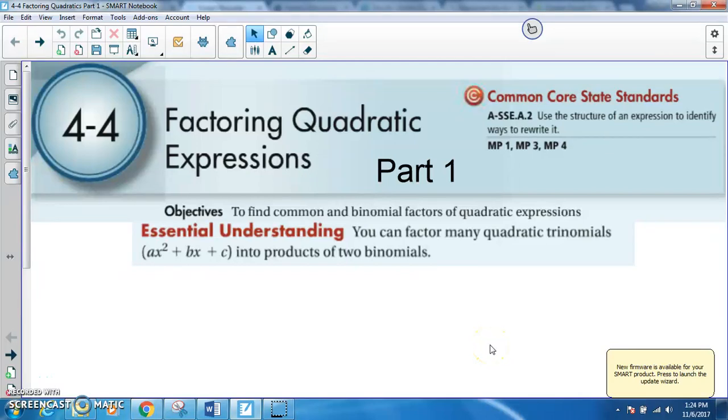Hey guys, today we're going to do 4 factoring quadratic expressions, part 1. The objective will be to find common and binomial factors of quadratic expressions. And you can factor many quadratic trinomials, ax squared plus bx plus c, into products of 2 binomials.